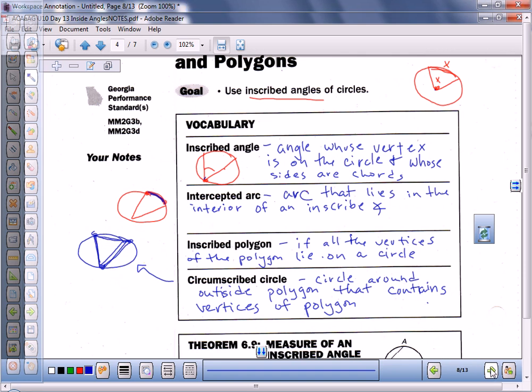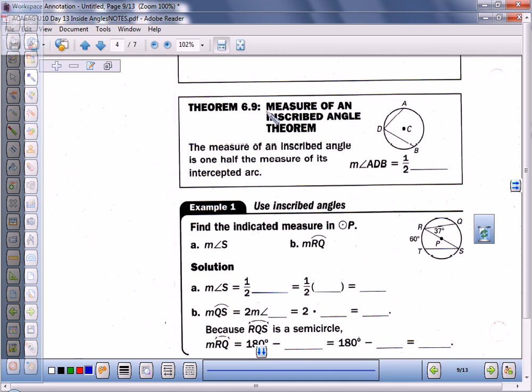All right, so how do we find the measure of an inscribed angle? Well, the measure of an inscribed angle is equal to 1/2 the measure of its intercepted arc. So if this arc AB had a measure of 2x, what would we say angle D was? Half of that, which is just x. So the measure of angle ADB is 1/2 the measure of arc AB. An inscribed angle is half the intercepted arc. Make sense? Central angle is the same, inscribed is half.